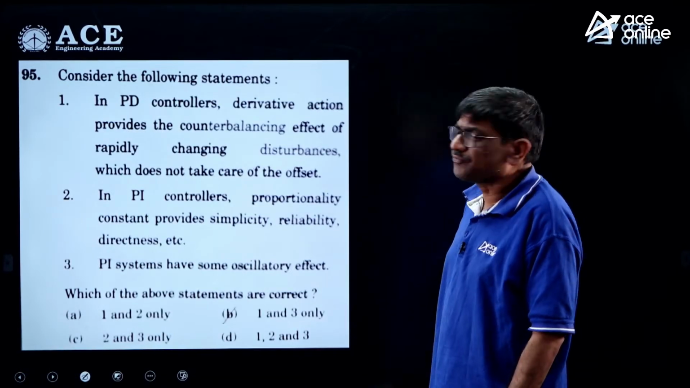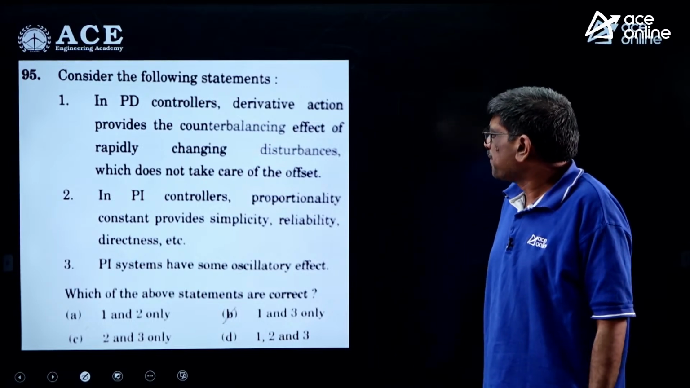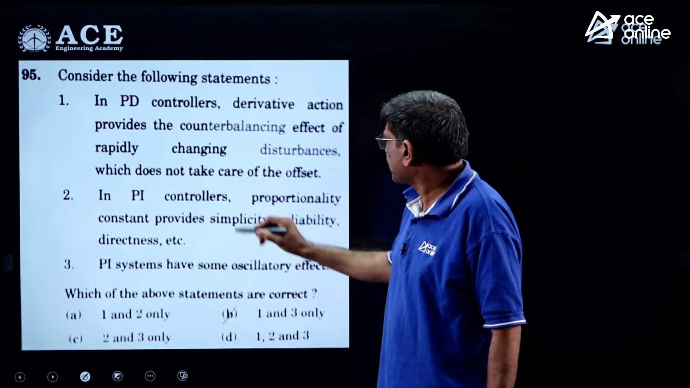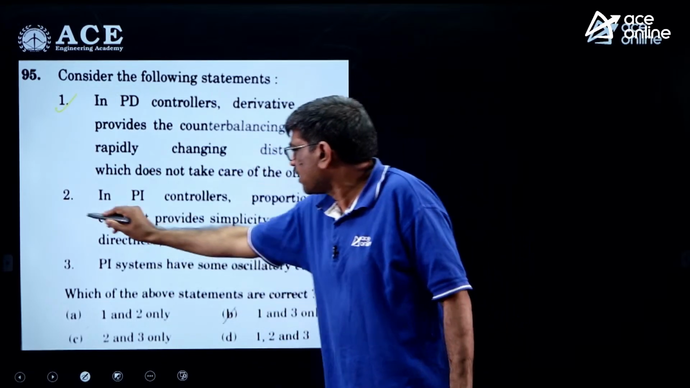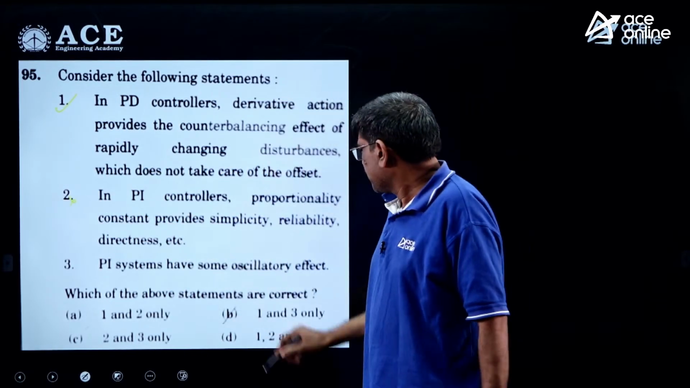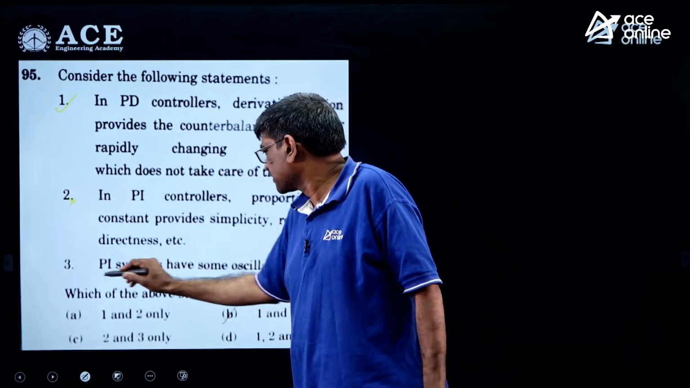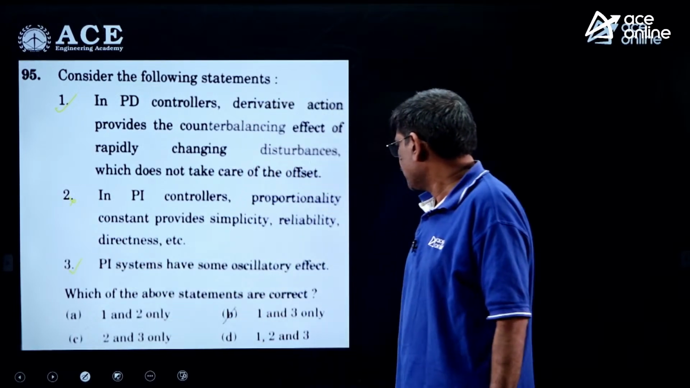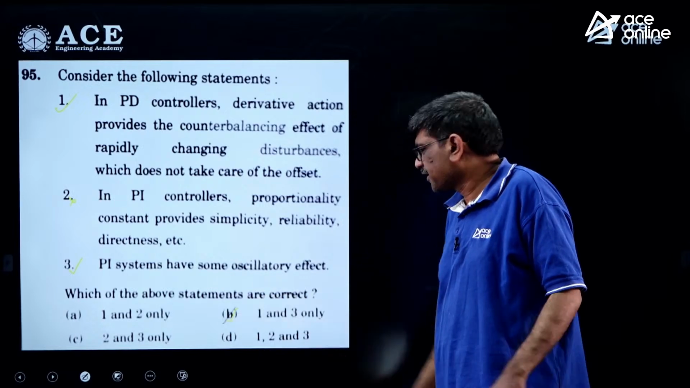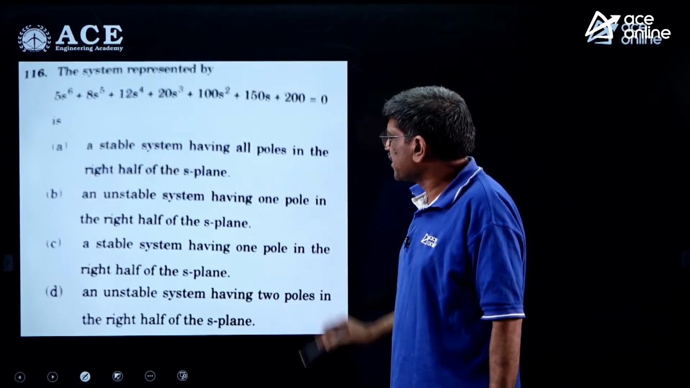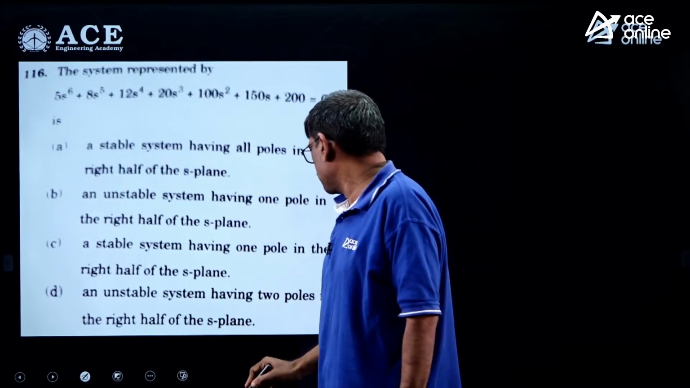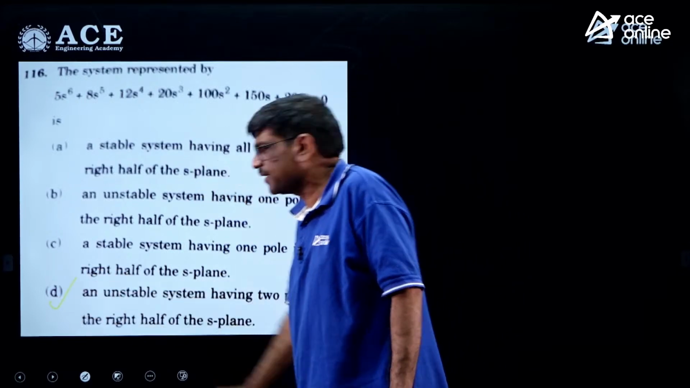Next one, consider the following statements. In PD controller, derivative action, this first one is correct. And the second one, PI controller, it is wrong. And here the PI control system has some oscillatory effect, it is correct. Which of the following? 1 and 3 are correct. Next, it is a very big question, but it is unstable with 2 poles in the right, option D, it is correct.